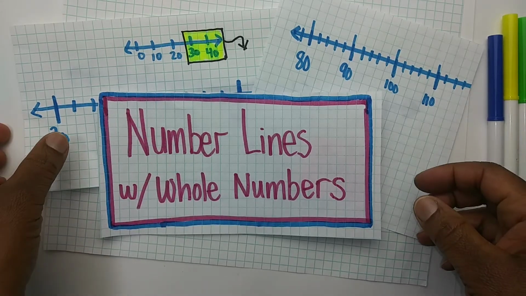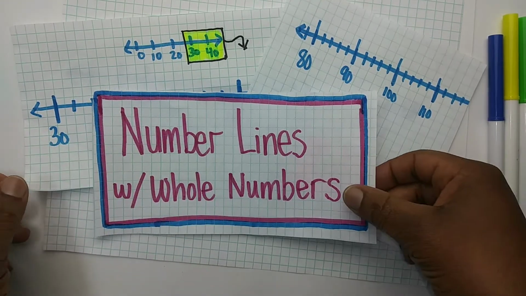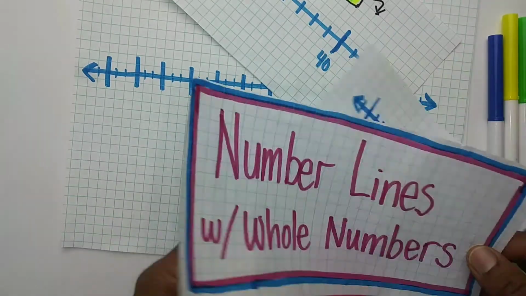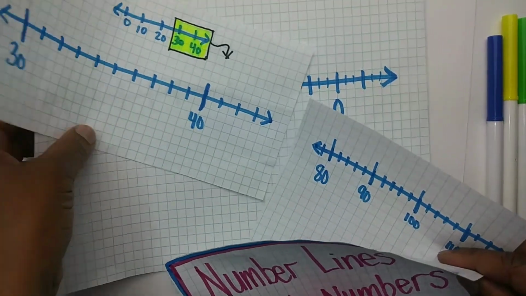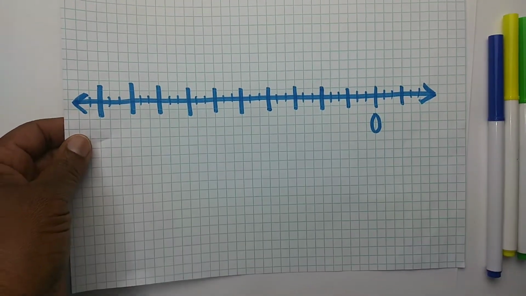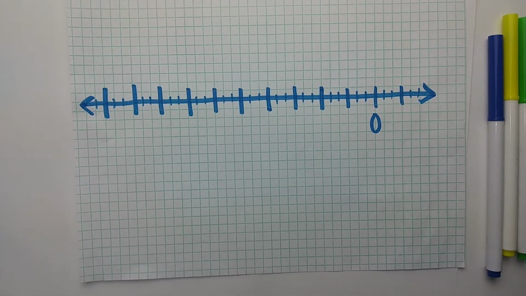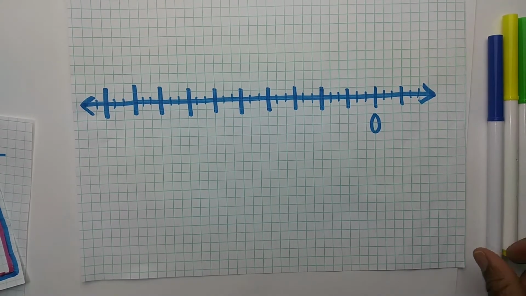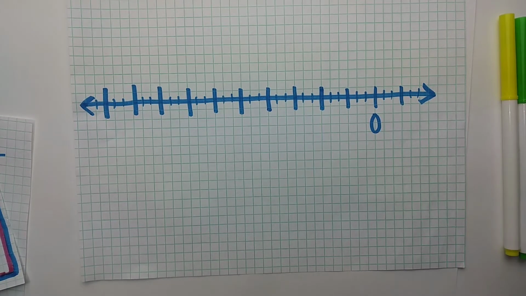In this video, we will be discussing number lines with whole numbers. Let's take a look at, let's just say this number line first. Let's go ahead and take a look at that number line. So this number line is not labeled. However, I do have 0 clearly identified.